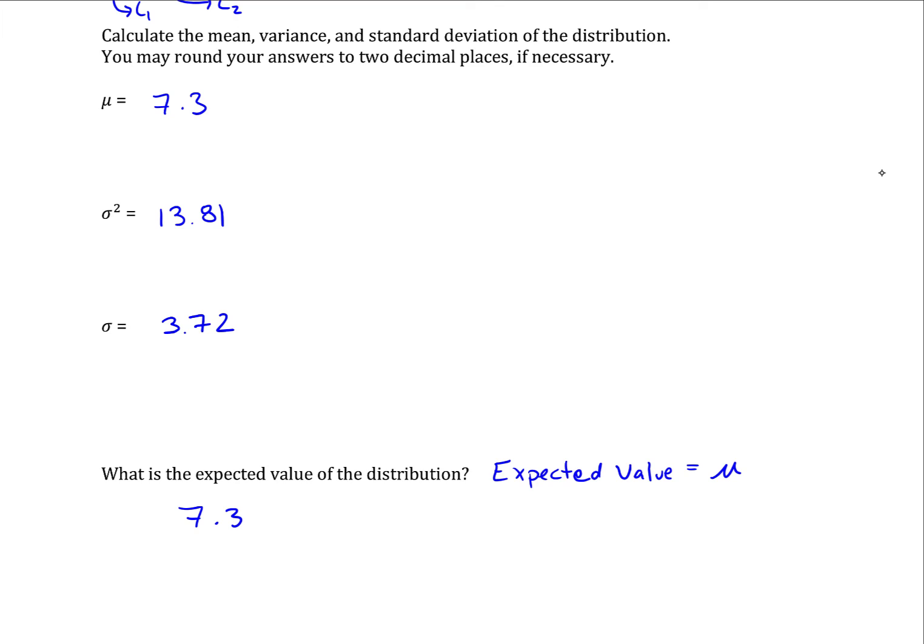So the mean is the most likely thing to occur for a set of data. So if you're expecting something to happen, then the thing that would most likely happen is the mean. That's what you expect to occur. So that's how you interpret that.